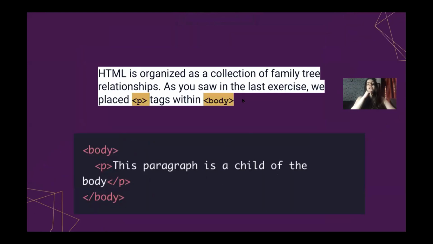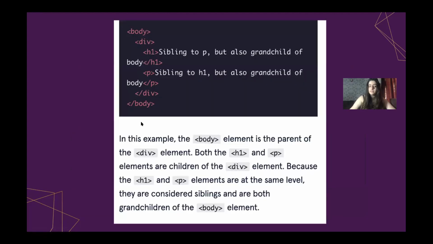Oh, and HTML is organized as a collection of family tree relationships. Now, what the hell does that mean? Basically, this is the mother, this is its child, and spoiler alert, we can have a lot of other stuff inside of it. So H1 is sibling to P because they're both inside of div, and div is a child of body, and everything inside of div is a grandchild to body.